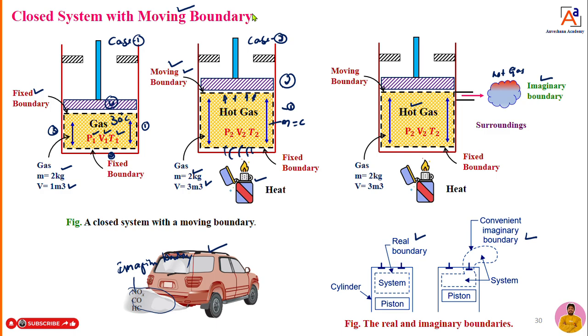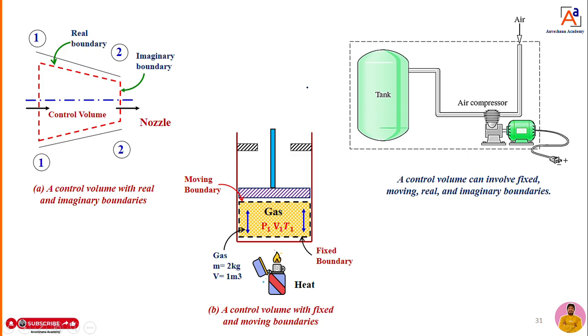Okay, now I will take some more examples for this fixed or real boundary and imaginary boundary. I will take one more engineering example, that is a nozzle. Assume that in the nozzle the steam is moving. When the steam is moving through a nozzle surface, we can say nozzle wall or nozzle surface. That means there is a fixed boundary that is visible. That boundary we can call a real boundary.